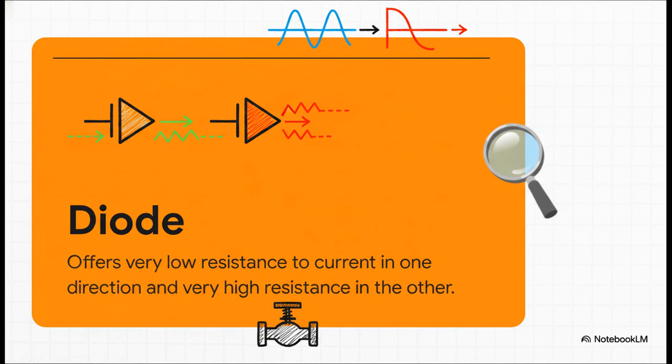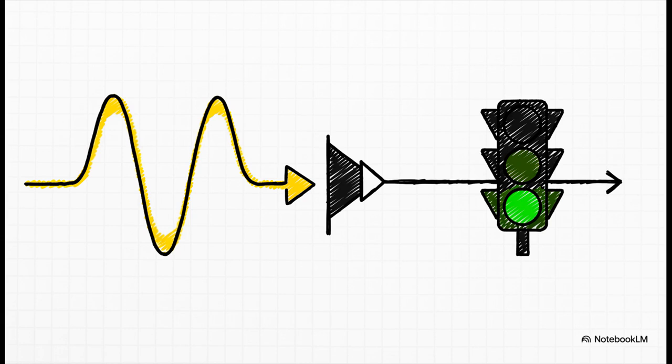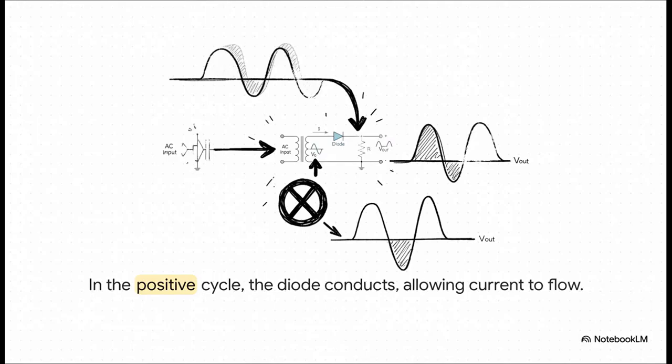So how does this little one-way gate help us tame that wild AC wave? Well, when the AC wave is moving forward in its positive cycle, the diode is in what we call a forward biased state. All that means is it gives the electricity a big green light and says, "Come on through, the road is wide open." And you can see exactly what's happening here. The current flows from the source right through the diode and onto our device. That positive hump of the wave makes it to the other side, no problem.